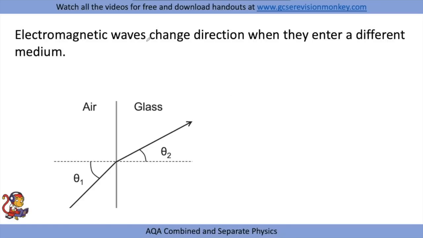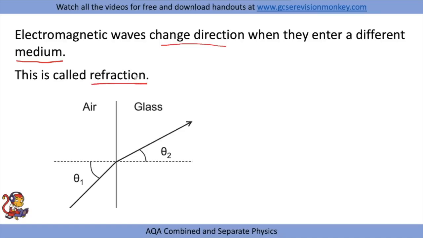All electromagnetic waves change direction when they enter a different medium. So you can think of this as a different material. This is called refraction. So refraction is when waves change direction when they enter a different medium. So here you've got the medium of air, and here's your barrier, and on the other side you've got glass. So air and then glass.